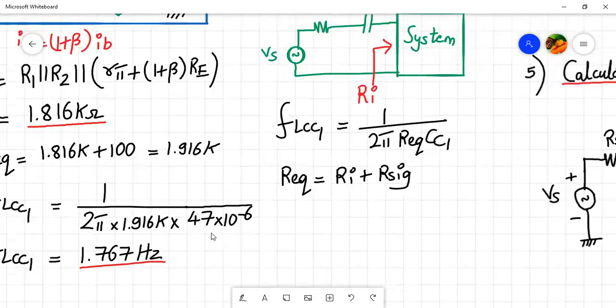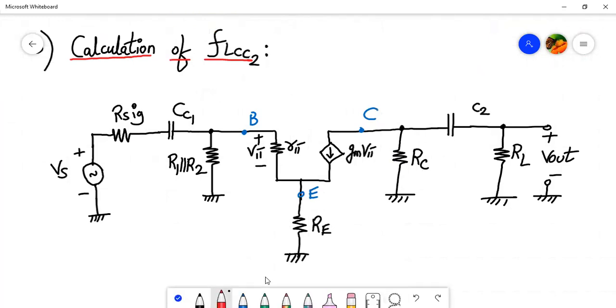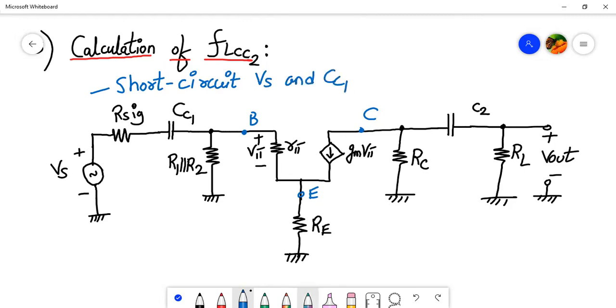Now let's move our attention to calculation of FL of CC2. So for FL of CC2, what do we do first? We have to short circuit VS and CC1. So we'll take from here VS.